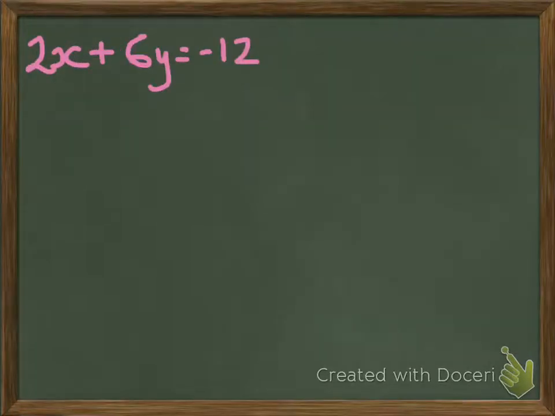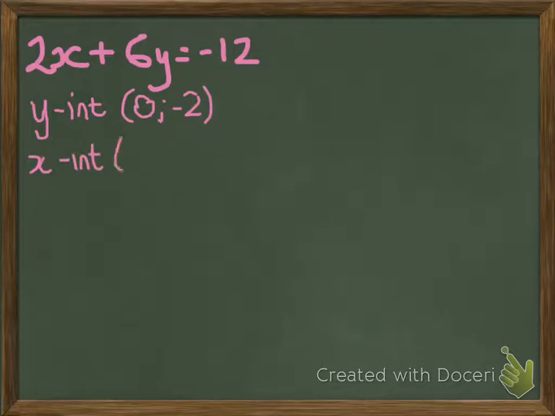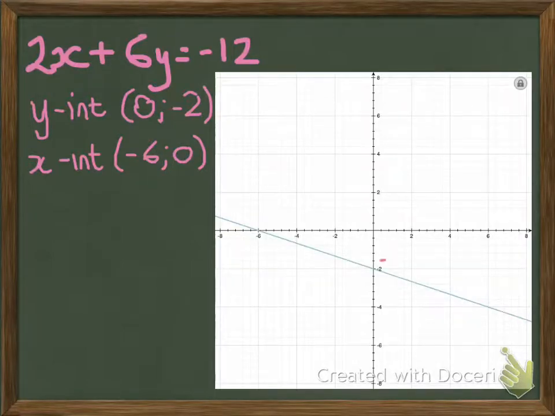We also found our x and y-intercept in the previous video, and for my y-intercept, remember you made your x equal to 0, so my y-intercept was (0, negative 2). And my x-intercept was (negative 6, 0). So all we have to do is plot those 2 points and draw the line between them. So there again, we can see my y-intercept of negative 2, my x-intercept of negative 6, and draw the line. Again, it's a decreasing graph.